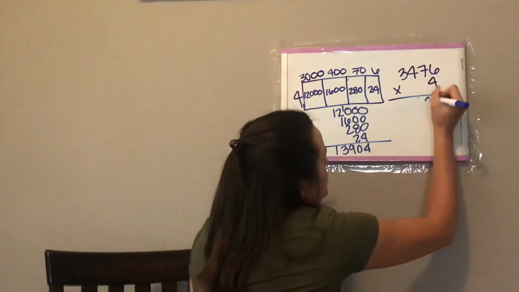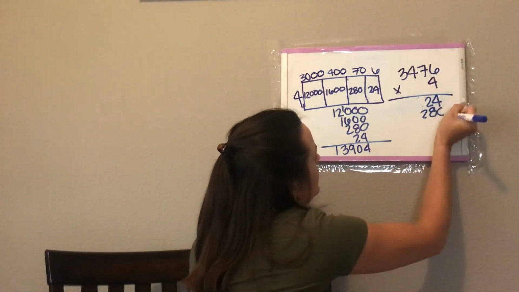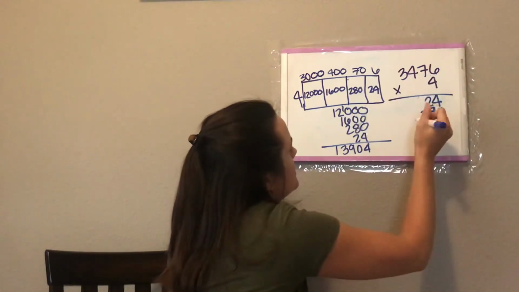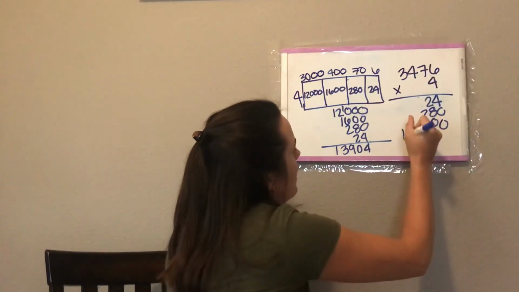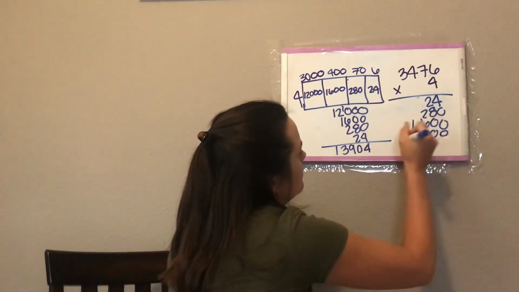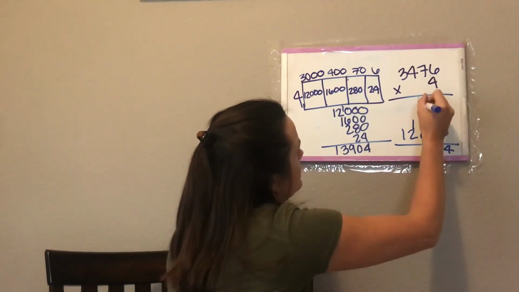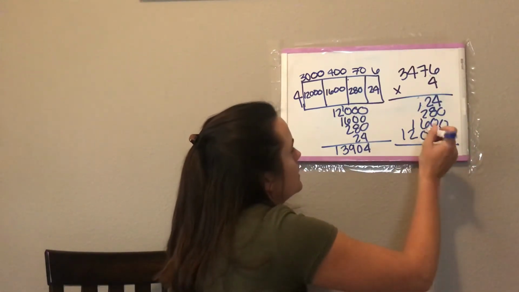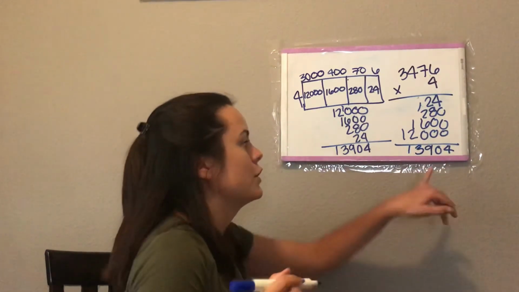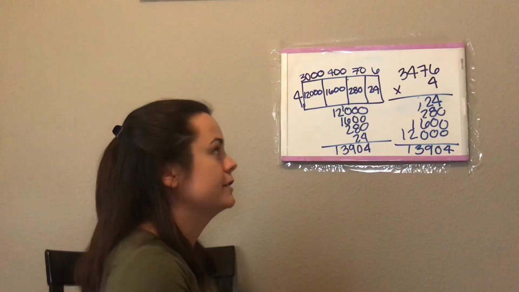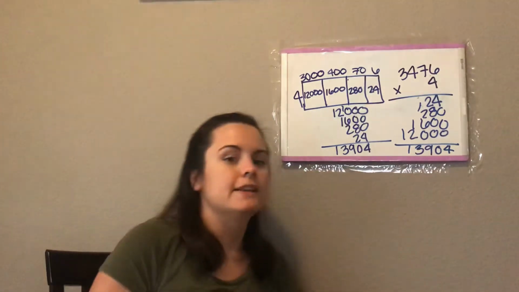So we have 24. We have 280. 4 times 400, 1,600. 4 times 3,000, which is 12,000. We get 4, 10. Regroup that. 6, 9, 2, 3, and 1. So both of our answers match. So 3,476 times 4 is 13,904.